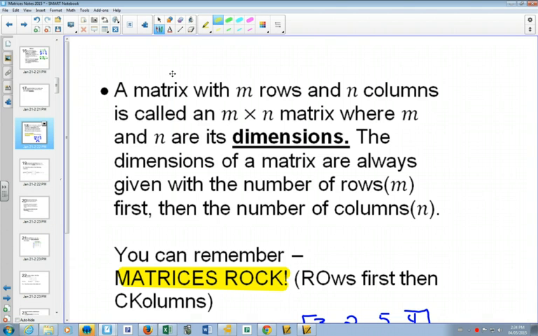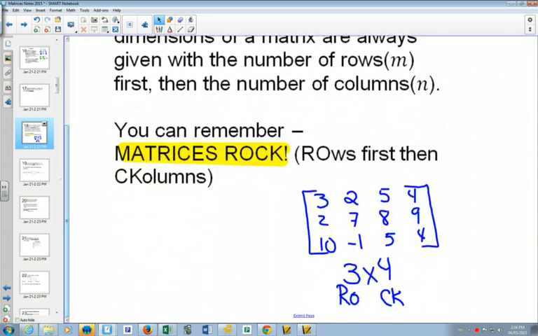Yes? You know that this makes no sense because you're always using x first and then y, and now you're using y first. It is what it is. So we do our rows first and then our columns. So here's a matrix that is a 3 by 4 because it has 3 rows and 4 columns. And then you got your rock right there to help you remember.